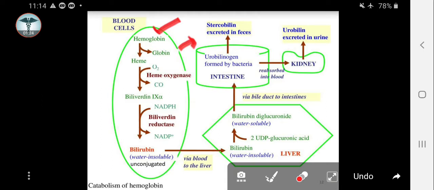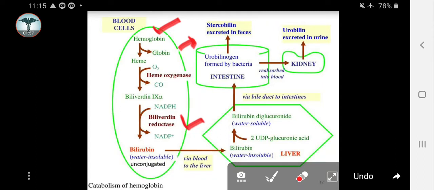Now the heme portion consists of two further parts, the porphyrin and the iron portion. Now this is broken down into the iron and the porphyrin. The iron goes to the plasma and forms the pool of iron in the plasma, while the porphyrin is converted with the help of heme oxygenase into biliverdin. The biliverdin, in the presence of the biliverdin reductase enzyme, is reduced into bilirubin.